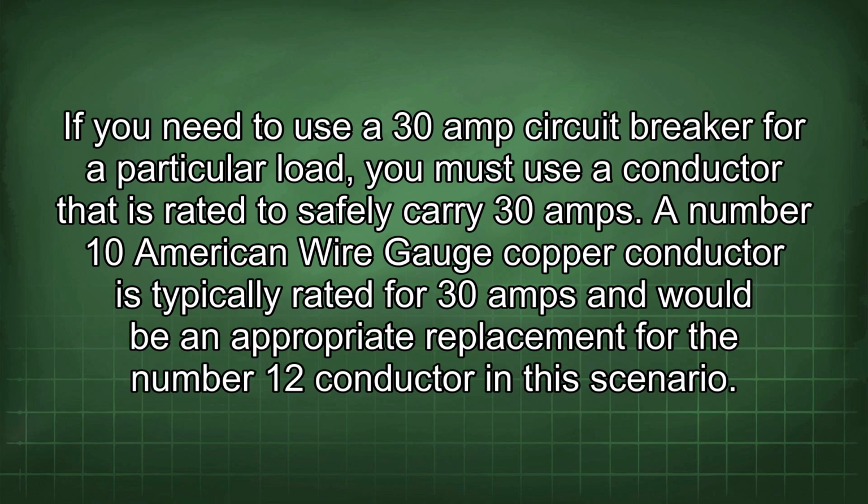If you need to use a 30 amp circuit breaker for a particular load, you must use a conductor that is rated to safely carry 30 amps. A number 10 American wire gauge copper conductor is typically rated for 30 amps and would be an appropriate replacement for the number 12 conductor in this scenario.